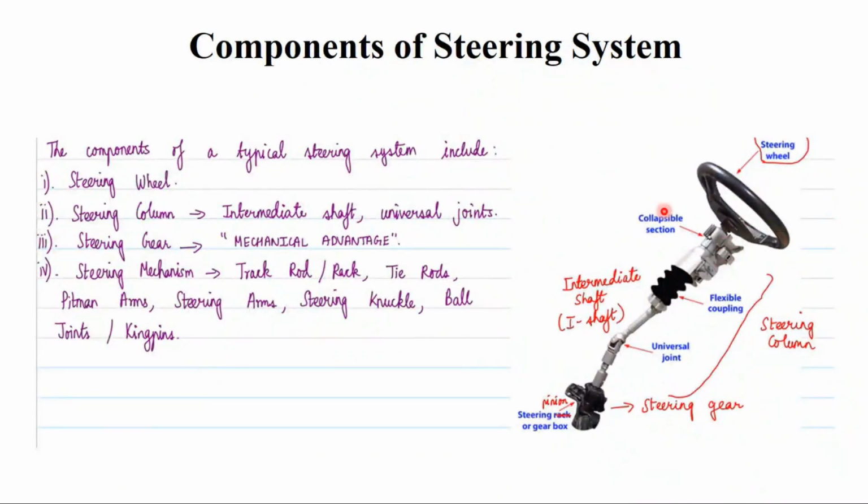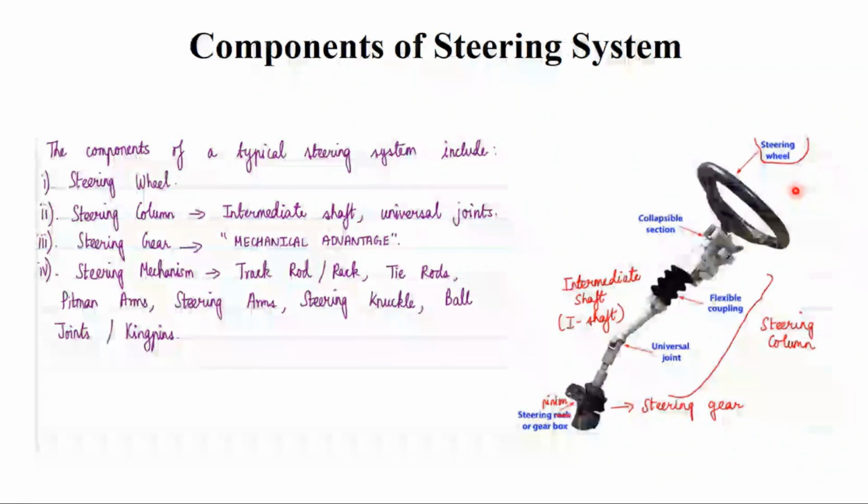This steering wheel or the steering column should be a collapsible one, because in the case of any accident, when going for a front vehicle collision, this steering column should be collapsible. The driver will be sitting here, right? This steering wheel should not come near to the chest of the driver, and it should not hit.